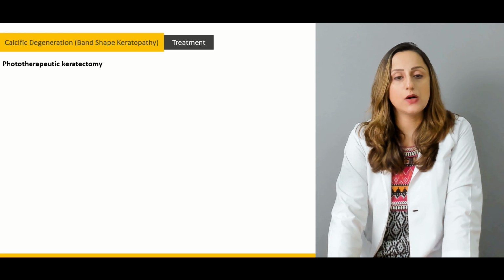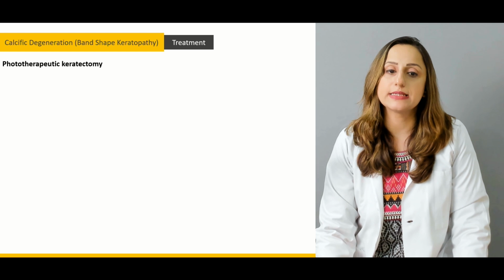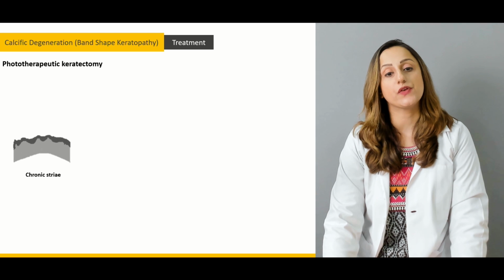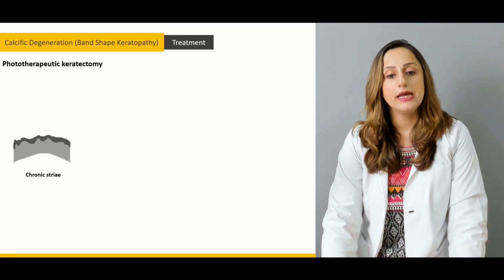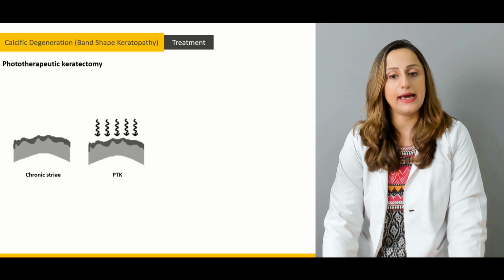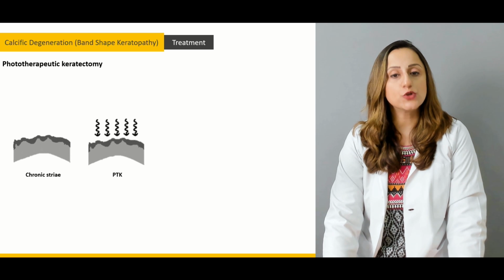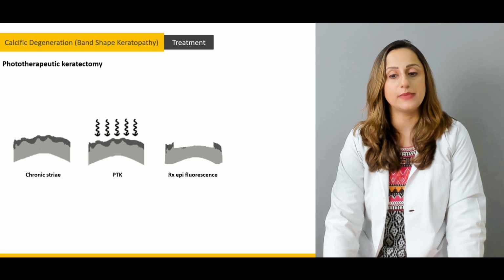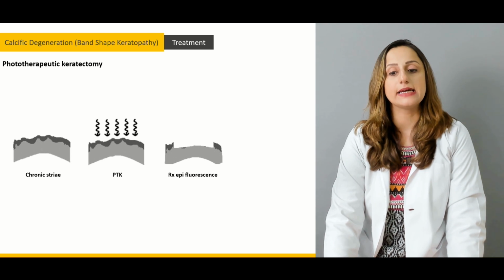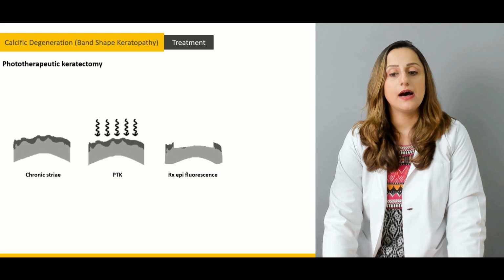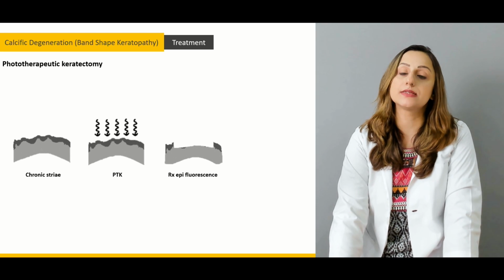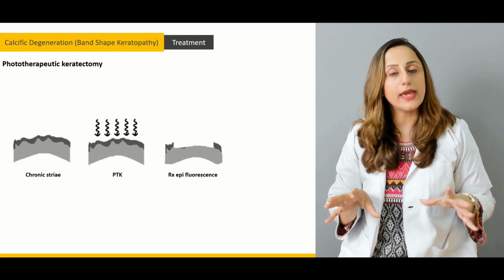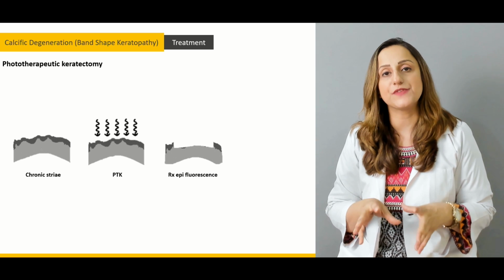Then obviously we have other sorts of treatments, for example, phototherapeutic keratectomy. Now the steps for this kind of phototherapeutic procedure are, we have the chronic stria, and then we have the phototherapeutic keratectomy done. We have the lasers and the diodes that are applied for this purpose, and the treatment is depending upon the epifluorescence technique, which is making a window into that calcific deposition.